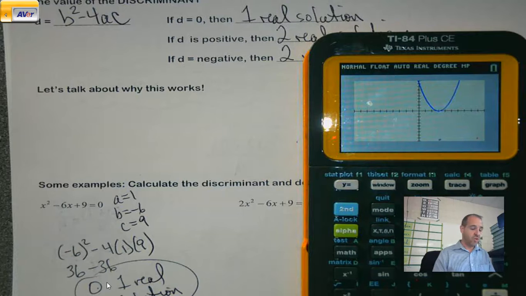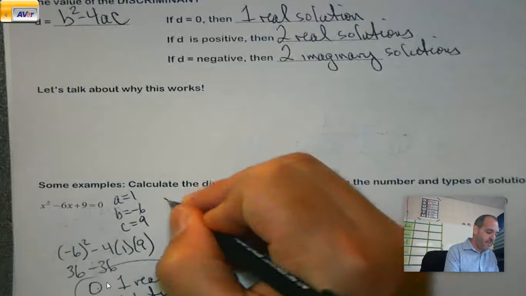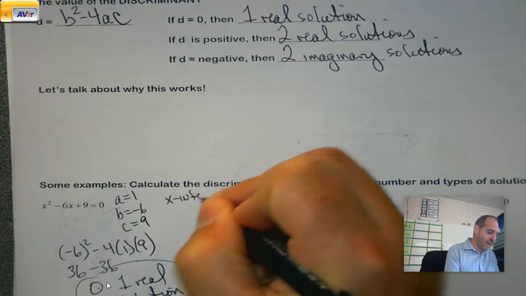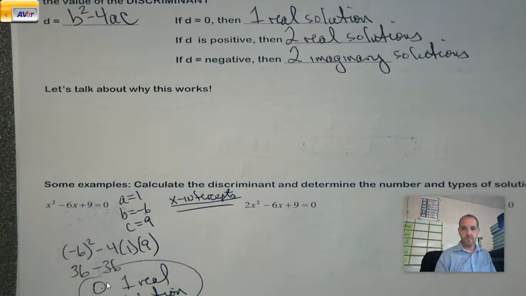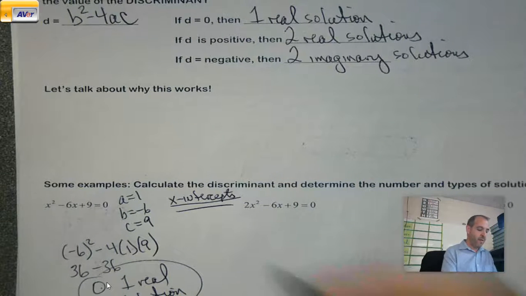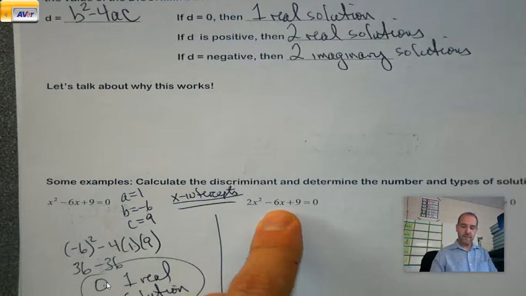So really what we're looking for is x-intercepts. So it hit the x-axis once. I have one solution. Now when I get to the next one, let's see what happens.